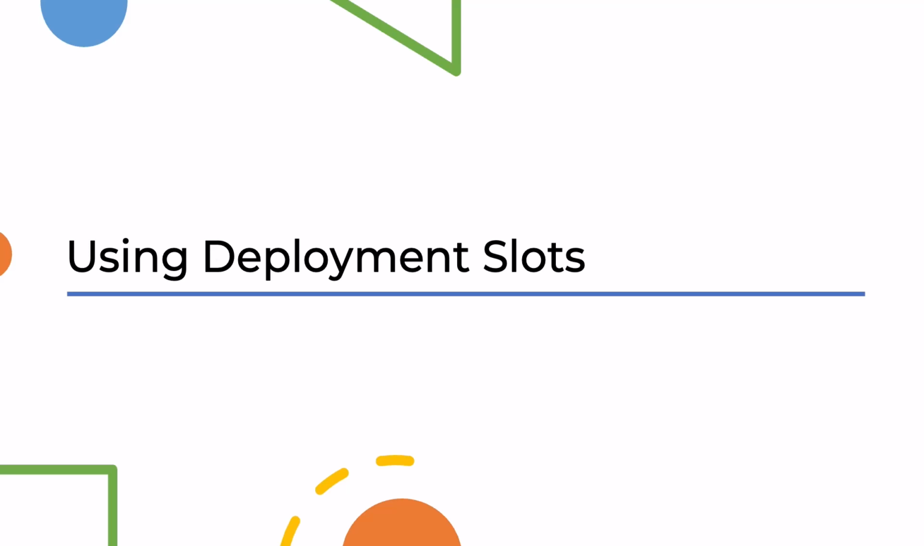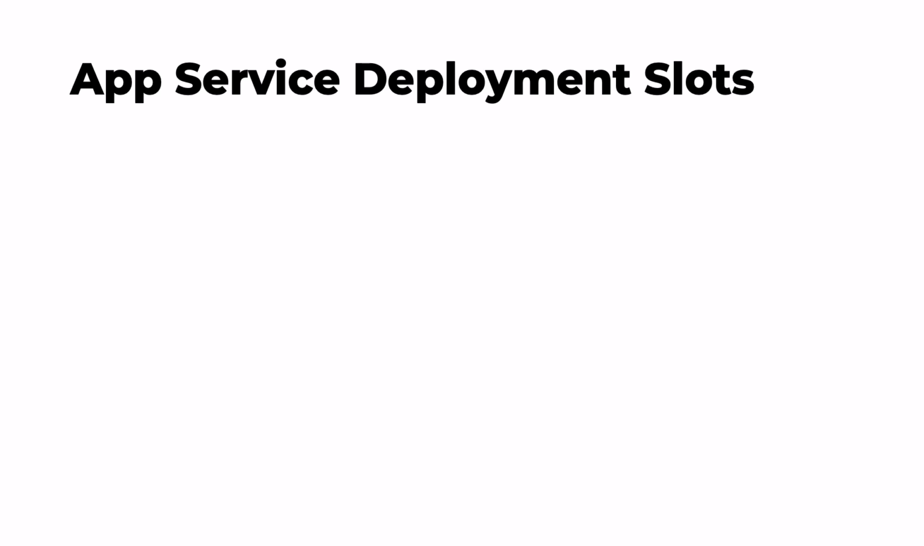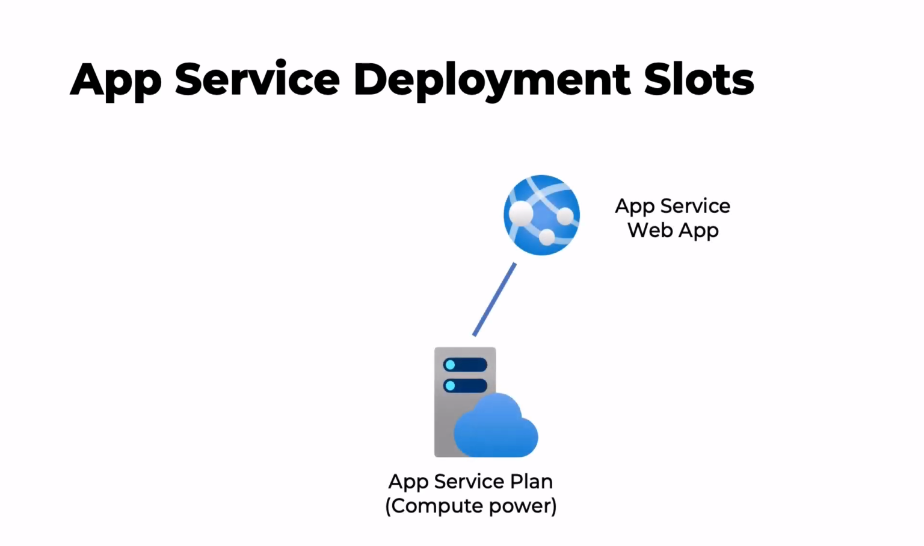I haven't told you about this yet. Deployment slots. It is a feature of Azure App Service and it is awesome. Let's take a look. So, as we've seen, an Azure App Service web app runs on an app service plan, which is its compute. The web app can also be seen as the production app or production slot.